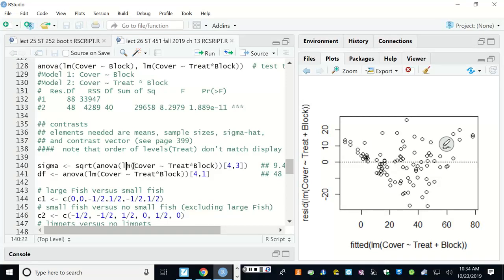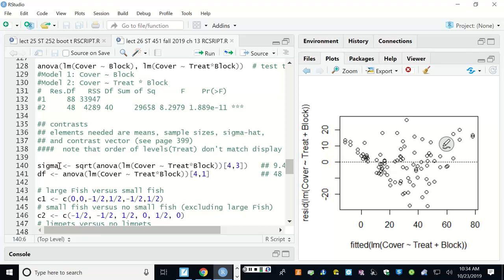So the sigma we're going to take is the estimated root mean square error from the bigger model, the one with the interaction. So it's 9.4 something, instead of the 11 that was before. Once we have the interaction, there's less variability left over.